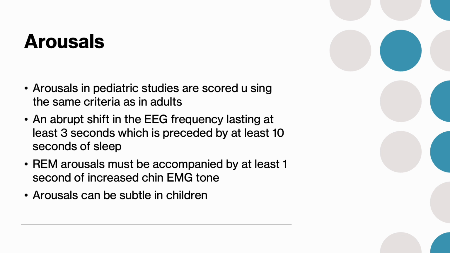So arousals are scored with an EEG shift, usually some kind of PDR, for at least 3 seconds, which happens after at least 10 seconds of sleep. The difference between REM and non-REM arousals is that REM arousals require at least 1 second of elevated chin tone to score. Children can be very subtle in their arousals because the PDR is so slow compared to adults. It just looks like normal sleep. So be on the lookout for other hints that an arousal has occurred, like additional movement of the legs or chin elevation, something that changes in the respirations that isn't the normal sinusoidal pattern.